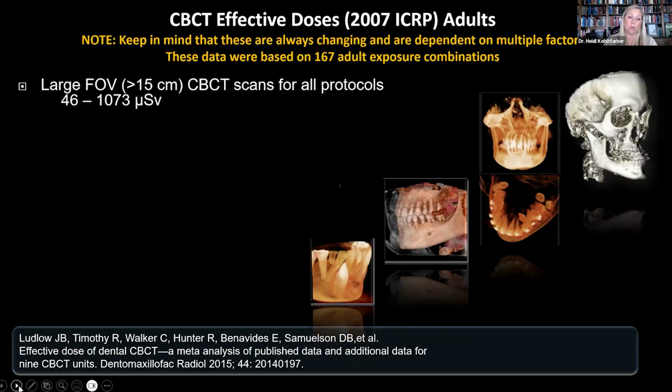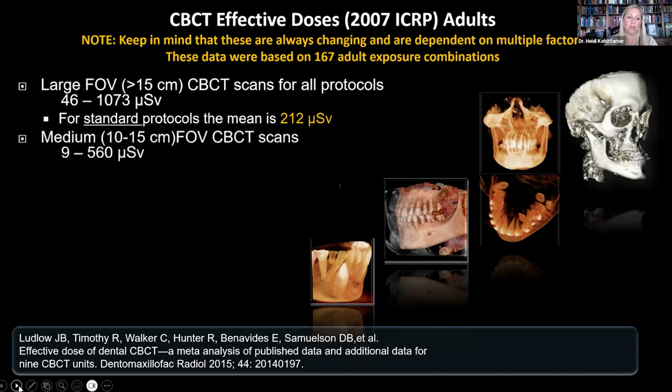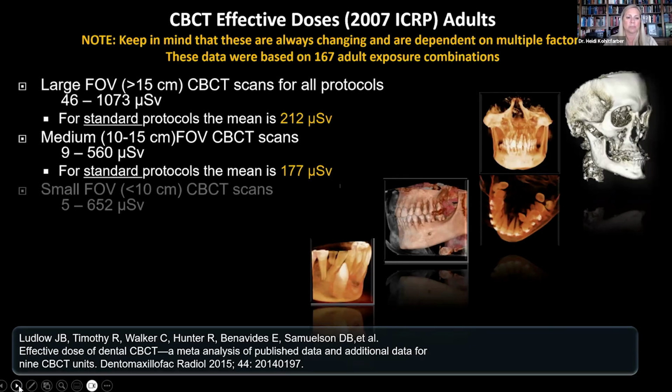It can vary between 46 to up over 1,000 microsieverts. But I can say on average, a large field of view will be 212 microsieverts. Medium field of view will be between 9 to 560. For an average medium field of view, the standard protocol will be about 177 microsieverts.